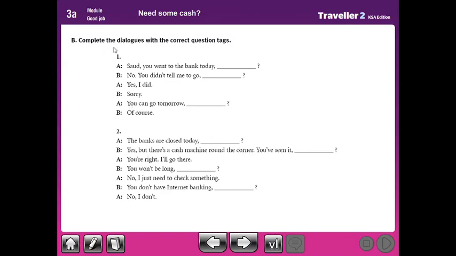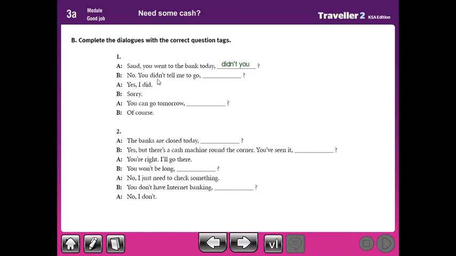B. Complete the dialogues with the correct question tags. 1. Saud, you went to the bank today. To make a question tag, you should decide which verb to use. Here we have a main verb, went. Went is the past of go, so we use did. The statement here is affirmative, so we make the question tag negative: didn't you?